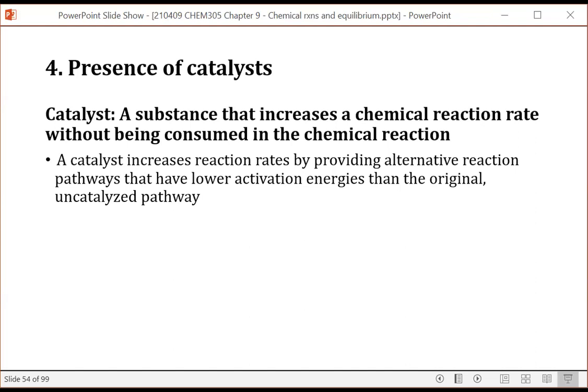Our fourth way that we can influence the chemical reaction rate is by using what's called a catalyst. So a catalyst is a substance that increases a chemical reaction rate without actually being consumed in the chemical reaction. So what a catalyst does is it increases chemical reaction rates, makes them go faster by providing an alternative reaction pathway. And what these alternative pathways have is a lower activation energy than the original uncatalyzed pathway.